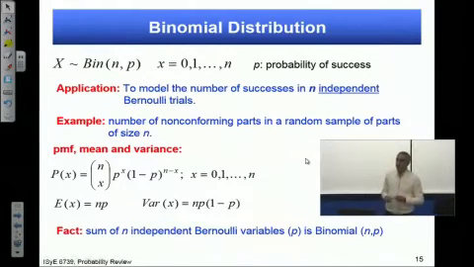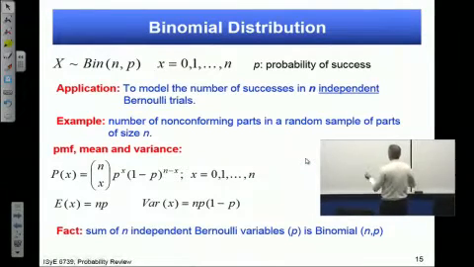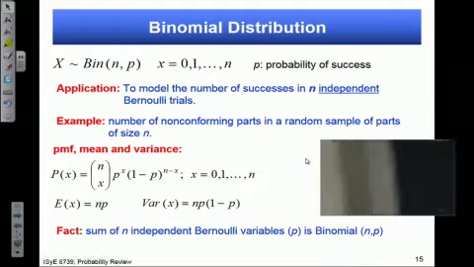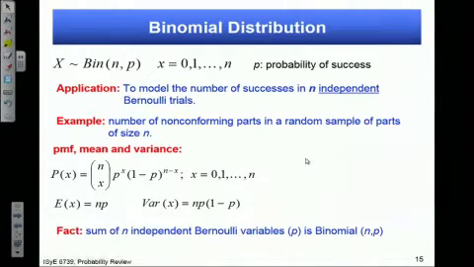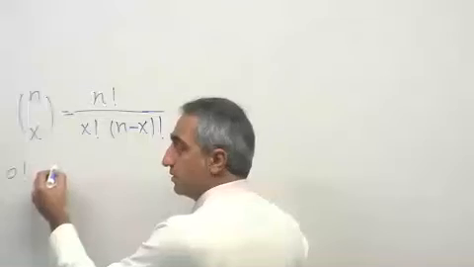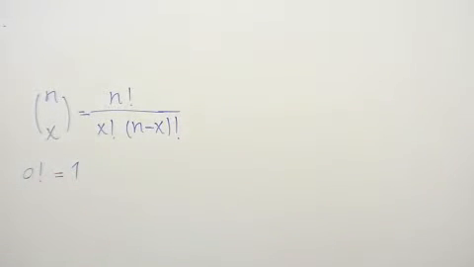Can you go to the n choose x notation? Oh, yeah, sure. So that's basically n factorial over x factorial times n minus x factorial. And by definition, 0 factorial is what? It is 1. So that's by definition. Okay? Good.